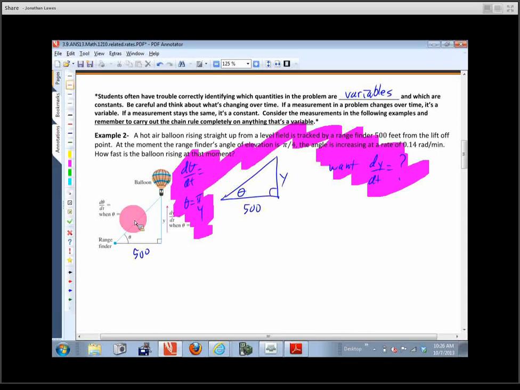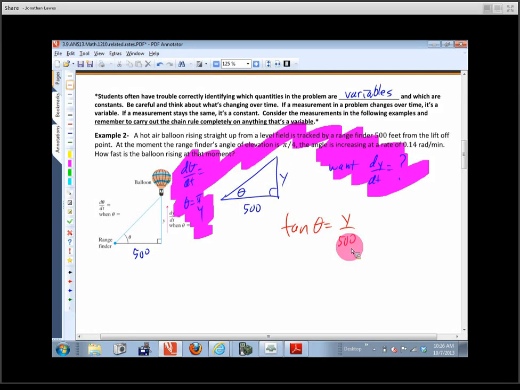What equation relates that angle with the side across from it to the side next to it? Tangent. So tangent of theta is equal to y over 500. Tangent of an angle is equal to the opposite side over the adjacent side, right? Okay. And didn't we do this problem in the starter question last week? We did. Okay. Do we have an equation that relates the variables? Yes, we do. Can we find an equation that relates the derivatives of those variables? Yes, we can. All we need to do is differentiate.